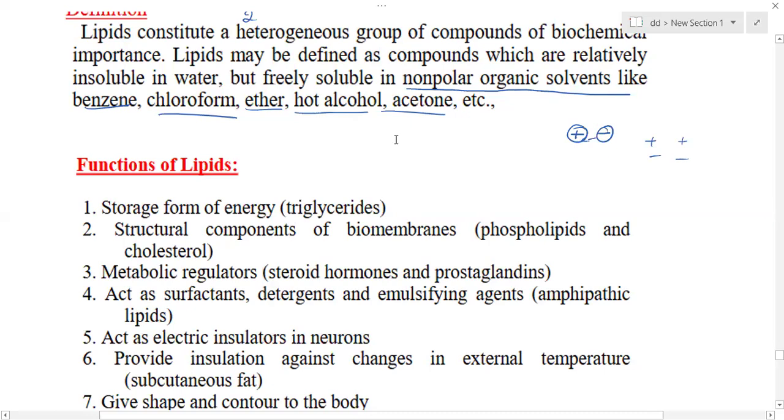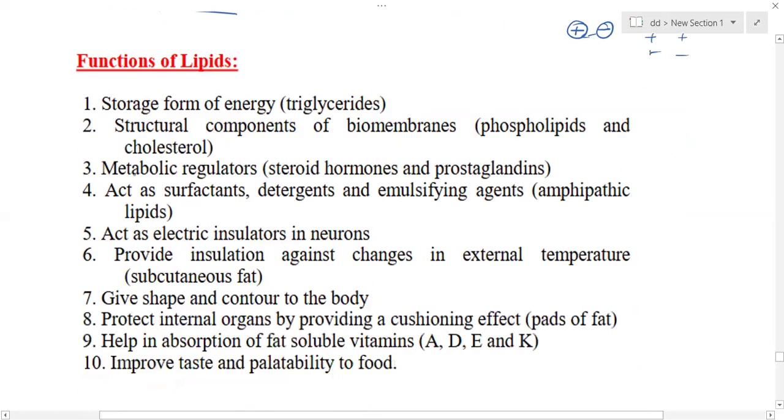So let me see the functions of lipids. Lipid functions: the storage form of energy. They store it in the form of triglyceride, like COOH, COOH, COOH. This is one example I have given. In this form, they are going to store the energy. This lipid stores energy as triglyceride.